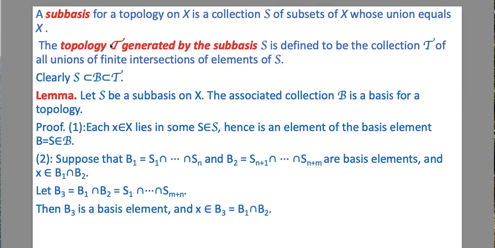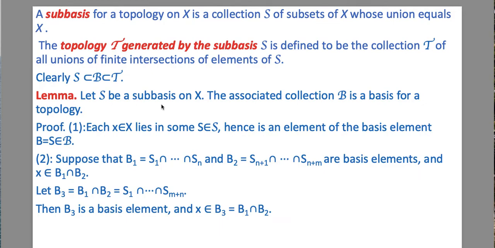So the topology T generated by the subbasis S is defined to be the collection T of all unions of finite intersections of elements of S. Clearly, S is a subset of B and B is a subset of T. Now we have one lemma which states: let S be a subbasis on X. The associated collection B is a basis for a topology.